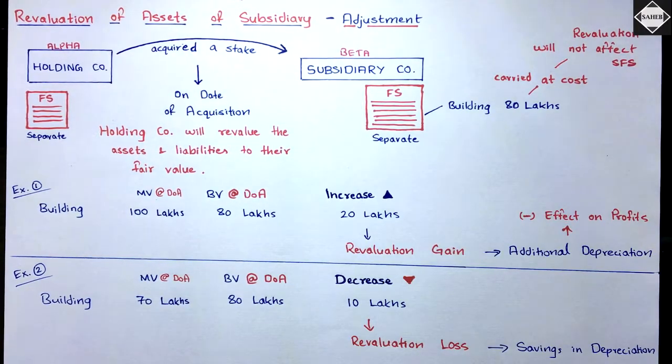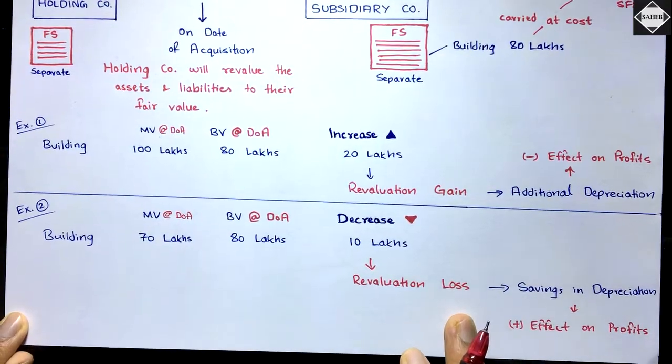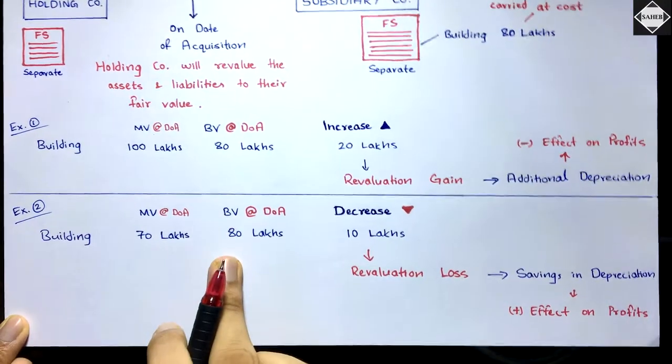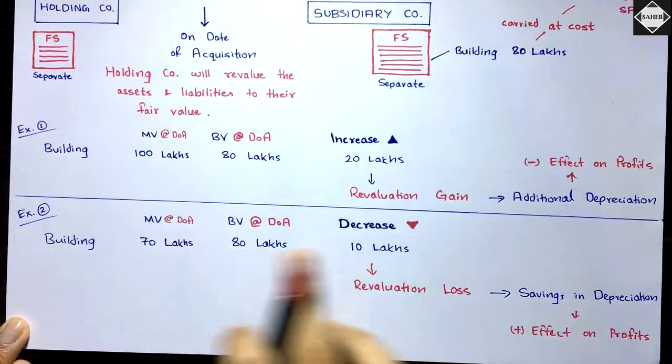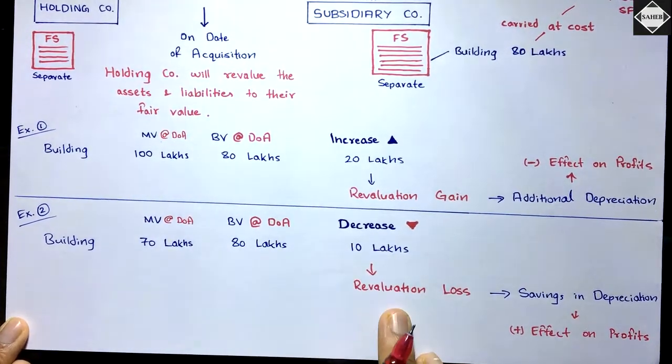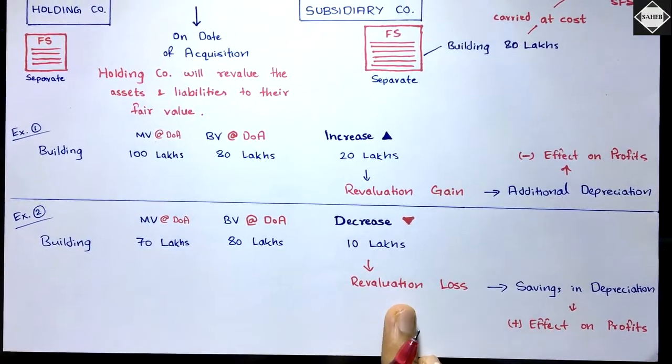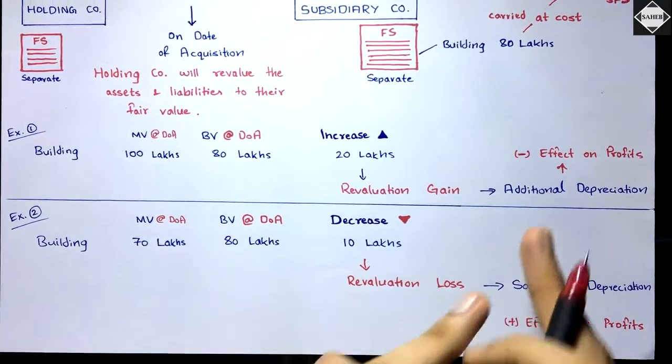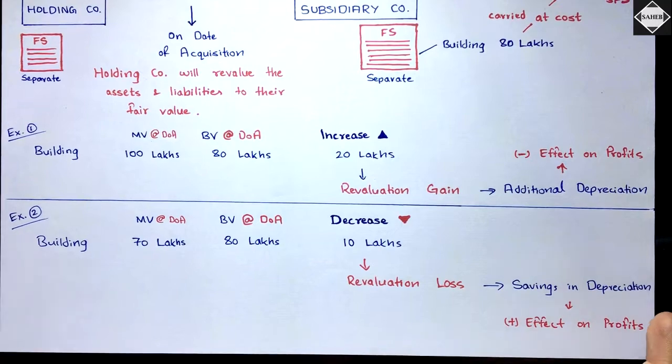And scenario 2 is revaluation downwards. The market value is 70 lakhs, the book value is 80 lakhs. So a 10 lakh decrease is there. So that would be called a revaluation loss. You all know that. And now if we have a revaluation loss, then it is the opposite: savings in depreciation.